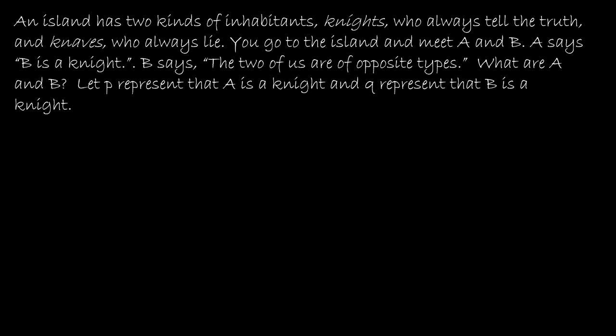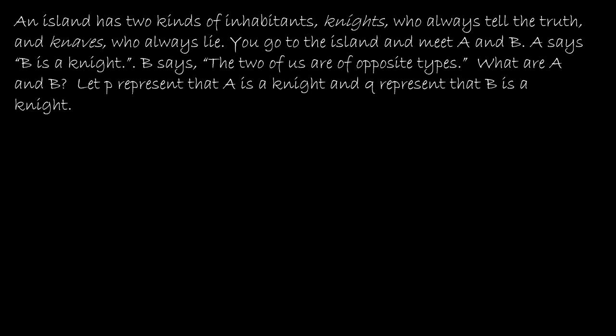This is one example of a knight and knave problem, but if you search the internet, you can find a bunch of different combinations of knights and knaves, and sometimes they even throw in some extras just for fun. In our question, it says we go to the island and we meet A and B. So we've got person A and person B. A says B is a knight. B says the two of us are of opposite types. What are A and B?